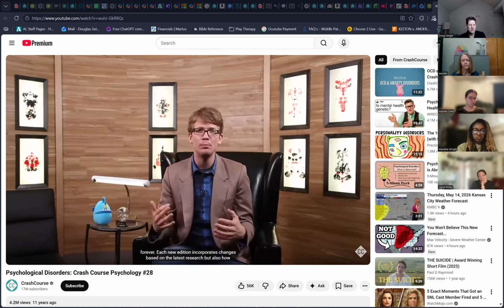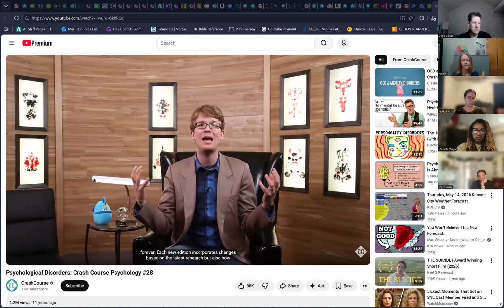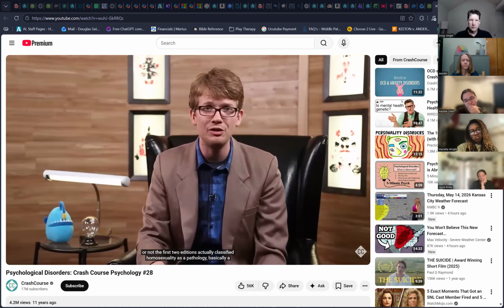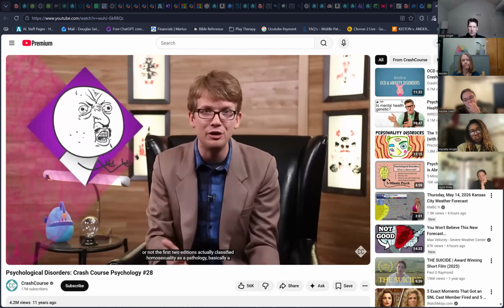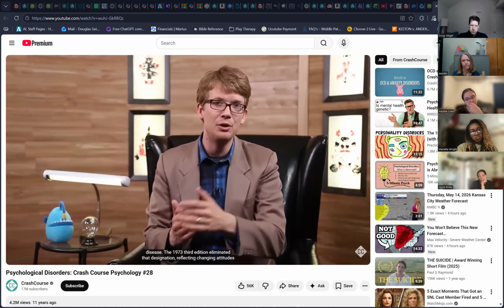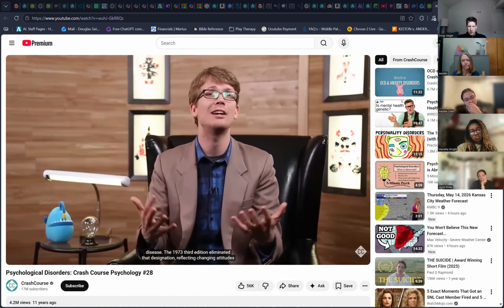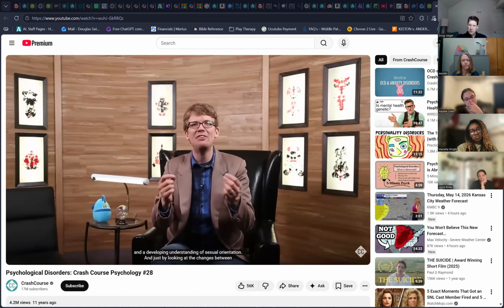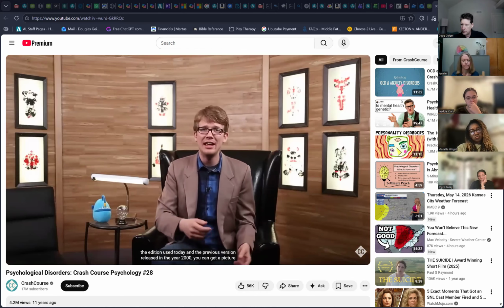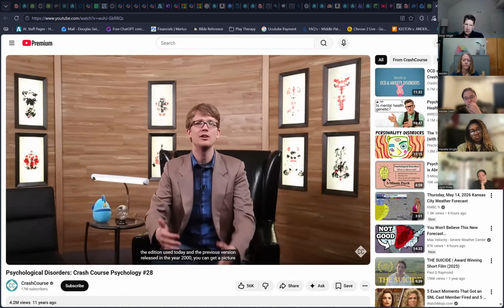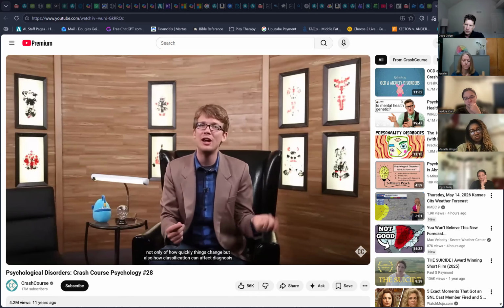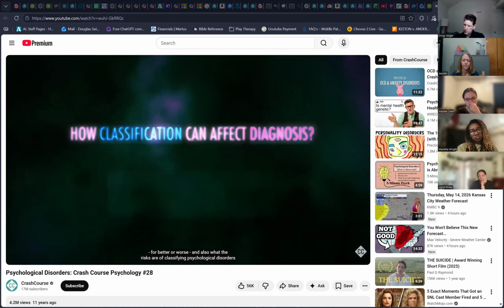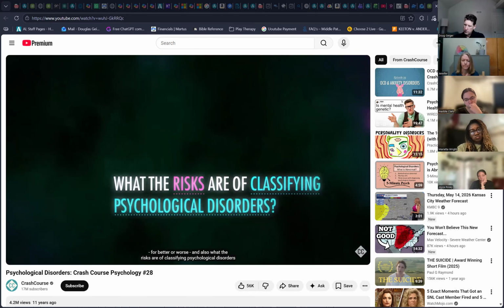Forever. Each new edition incorporates changes based on the latest research, but also how our understanding of mental health and behavior evolves over time. For example, believe it or not, the first 2 editions actually classified homosexuality as a pathology, basically a disease. The 1973 third edition eliminated that designation, reflecting changing attitudes and a developing understanding of sexual orientation. And just by looking at the changes between the edition used today and the previous version released in the year 2000, you can get a picture not only of how quickly things change, but also how classification can affect diagnosis, for better or worse, and also what the risks are of classifying psychological disorders in the first place.